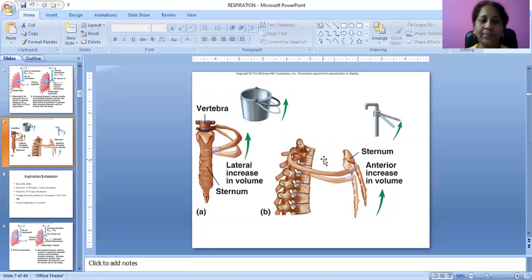Coming to the vertebra. Here, this is the vertebra, lateral increase in volume. This is the sternum, this is the lateral view and this is anterior. Because of intercostal muscle contraction only, alveolar volume will be increased.